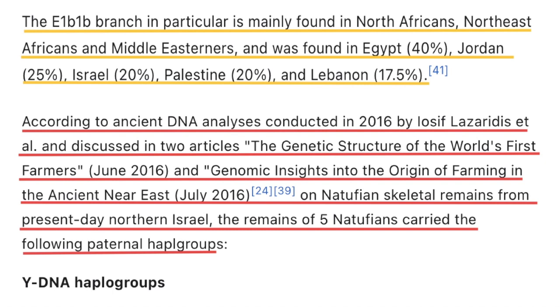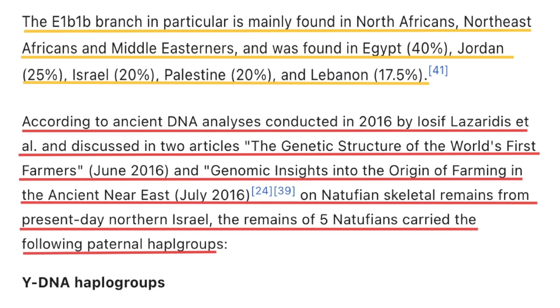So, the E1B1B branch is particular and mainly found in North Africans, Northeast Africans, and Middle Easterners, and was found in Egypt at 40%, Jordan at 25%, Israel at 20%, Palestine at 20%, and Lebanon at 17.5%. There is still a decent frequency of haplogroup E in the Levant to this day.